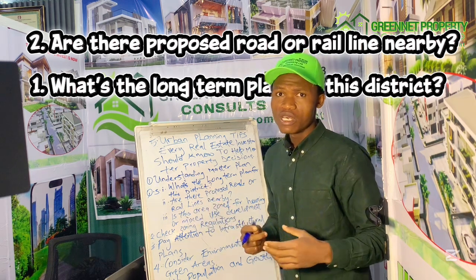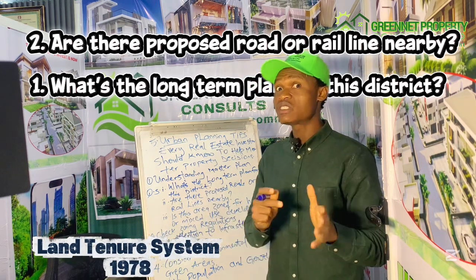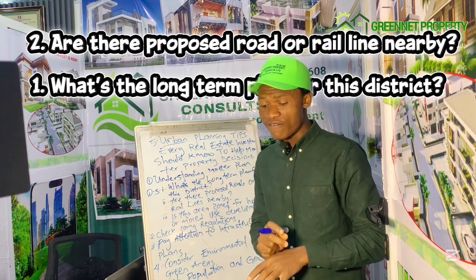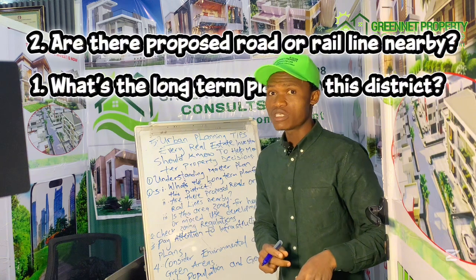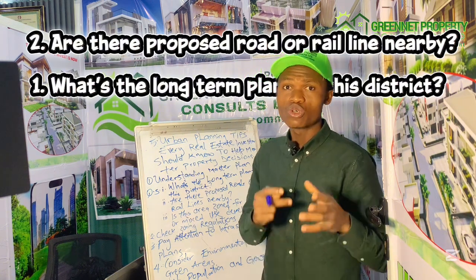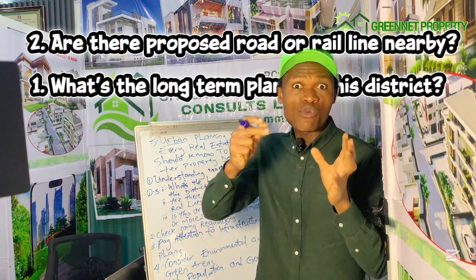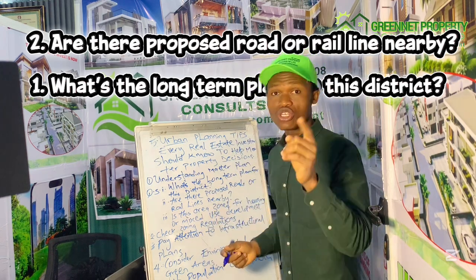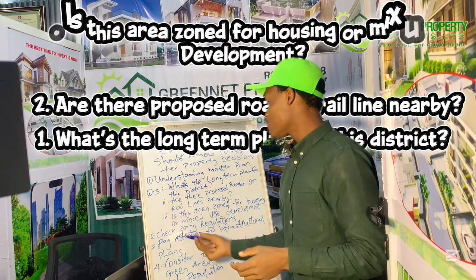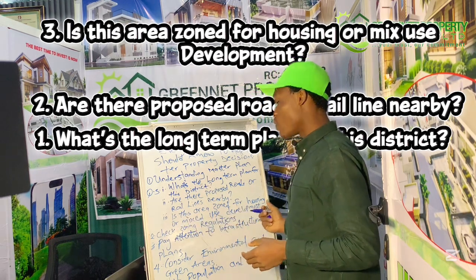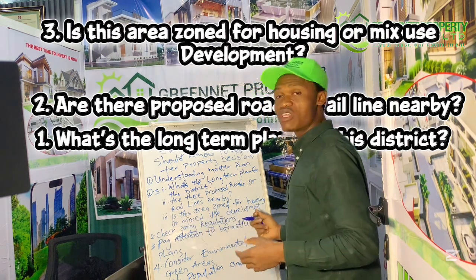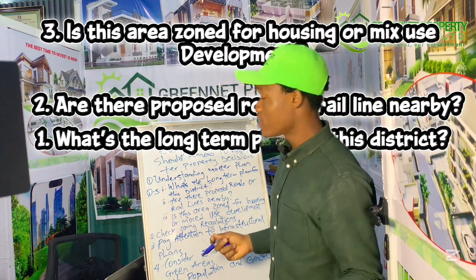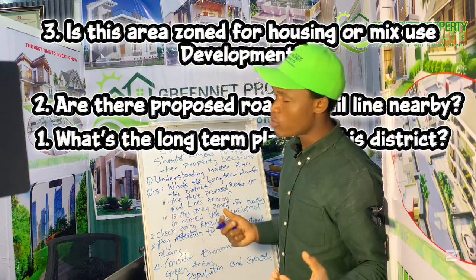Because all land belongs to the government. So if you do not understand the master plan, because the master plan consists of every land use, everything that is in that settlement. It's not just drawing maps, but those maps are well zoned with their own different land uses. So you need to understand that. And the third question is: is this area zoned for housing or mixed use development? Those are the questions you should be asking while buying property in every urban settlement.